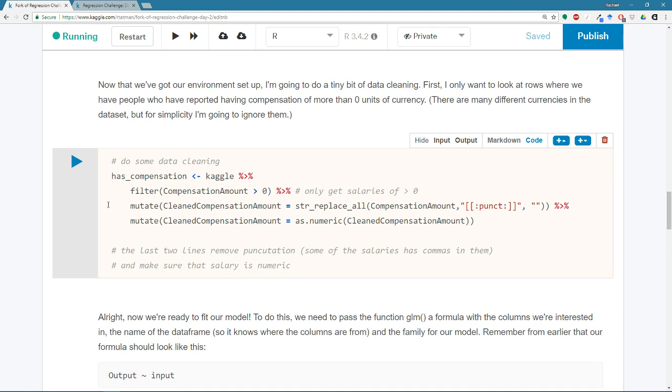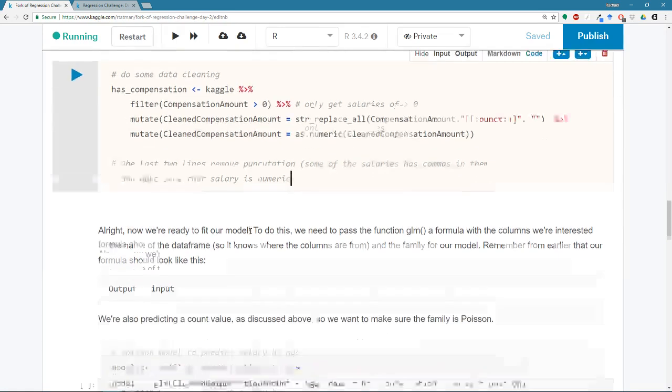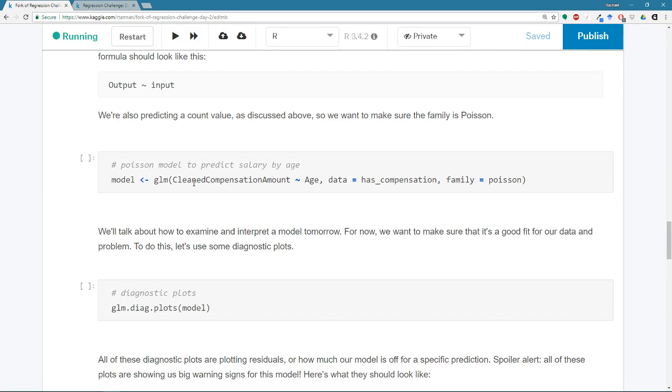predict what someone's salary will be based on their age, because I have the intuition that older machine learning practitioners are probably going to be paid more because they're probably more experienced. So we will see if that's the case. So we're going to fit our model, and we're using this GLM function, generalized linear model. And we are going to give it the formula that I was talking about up there.